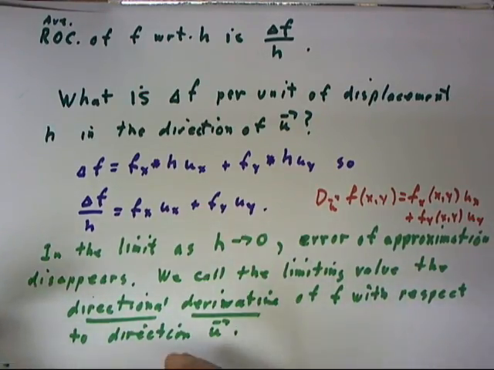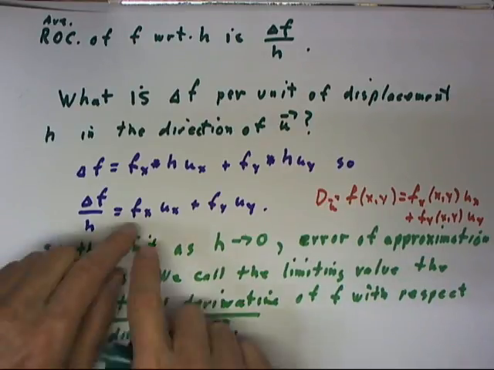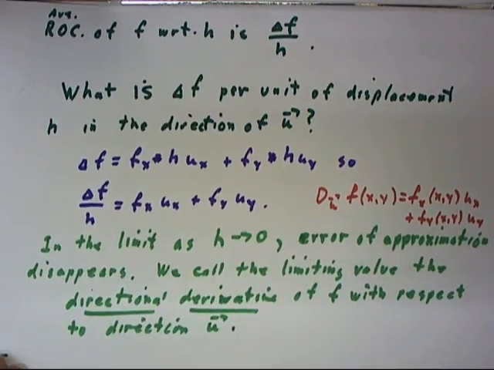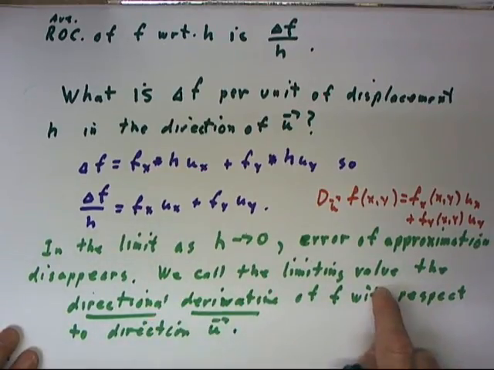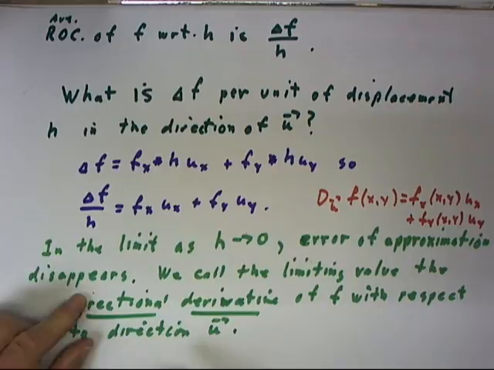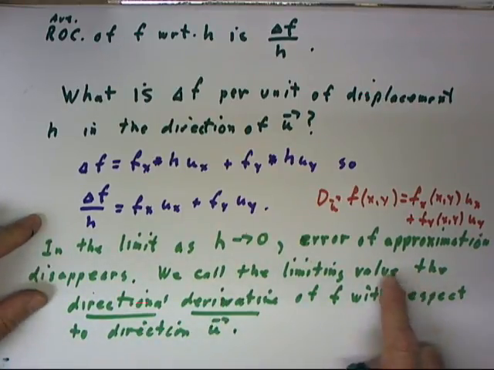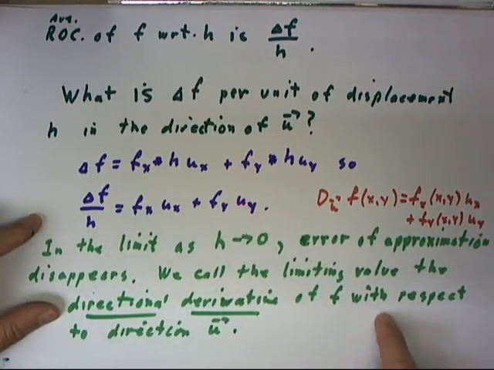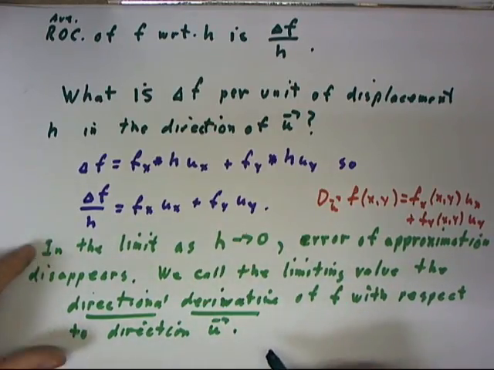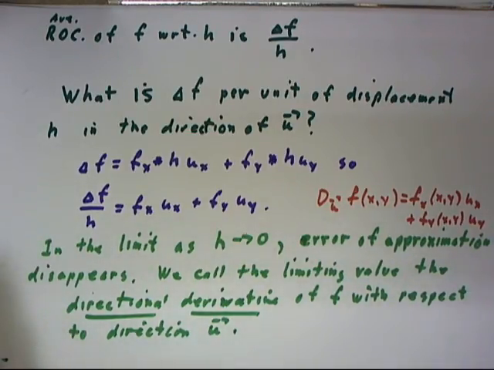That is, the smaller h gets, the less fx and fy can vary within the region. And we call that limiting value of delta F over h the directional derivative of F with respect to direction u. And we could write that. I have a little room here.